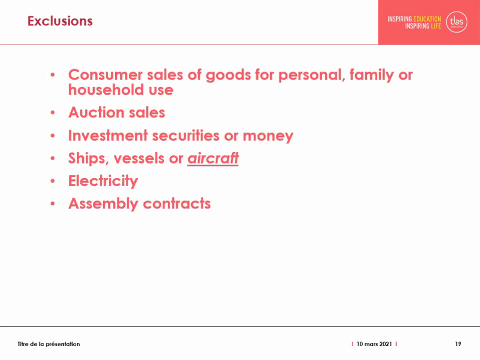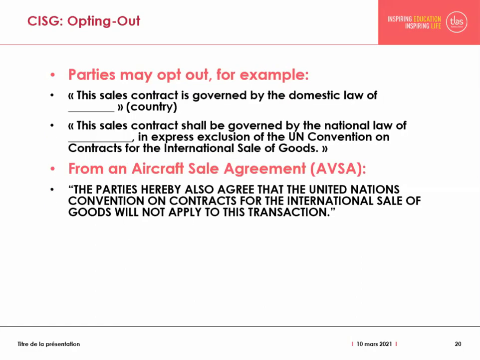But it excludes aircraft sales. However, it might not exclude aircraft parts sales. It doesn't say anything today, I don't think, on drones. I have to think that drones would be considered aircraft, but I don't have in the language of the convention anything to tell me that. And you can choose to opt out of the Vienna Convention, the CISG, Convention on the International Sale of Goods, Vienna Convention.